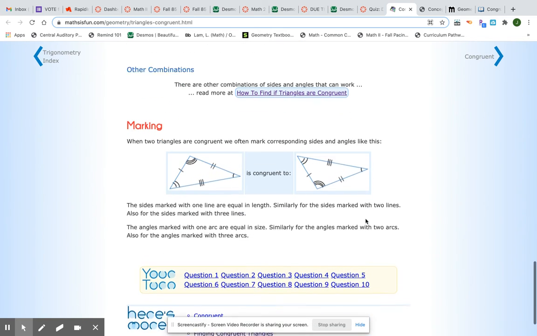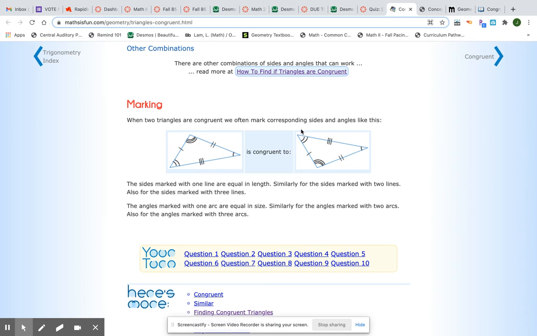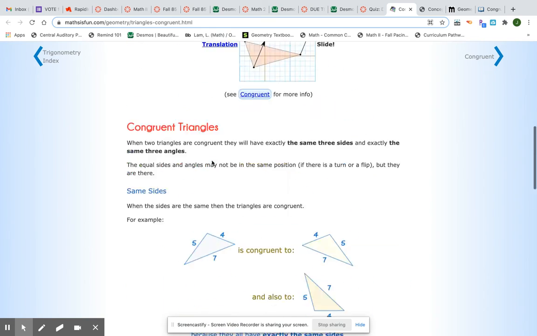All righty, let's see. And here's those markings again. 3 tick marks, so this one corresponds with this one. It says 3 tick marks, single tick mark, single tick mark. So just on the markings, you can tell which sides and which angles correspond.